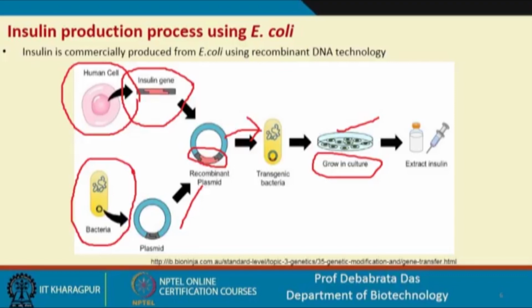This is in the plate we grow, then we grow in the fermentation media. Then after growing, we can extract the insulin from this fermentation broth. This is how insulin production takes place in the industry.